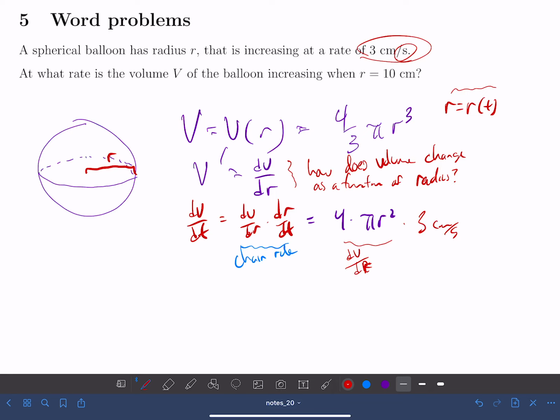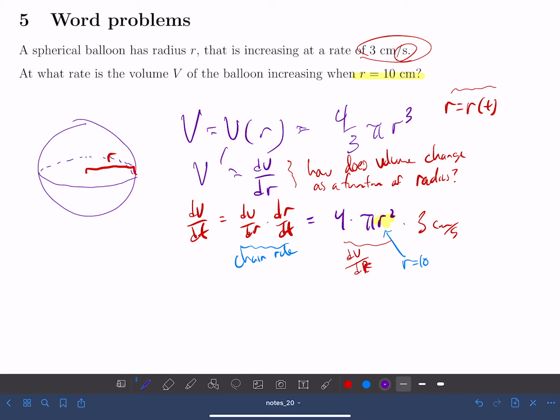And it looks like we're not quite done, and we're not, because we should get a number. This is particularly when r is equal to 10 centimeters. So I need to make r be equal to 10 centimeters. So we need to substitute in r equals 10 to find out the rate that the volume is changing when the radius is 10, because the size of the balloon affects how fast the volume is changing.